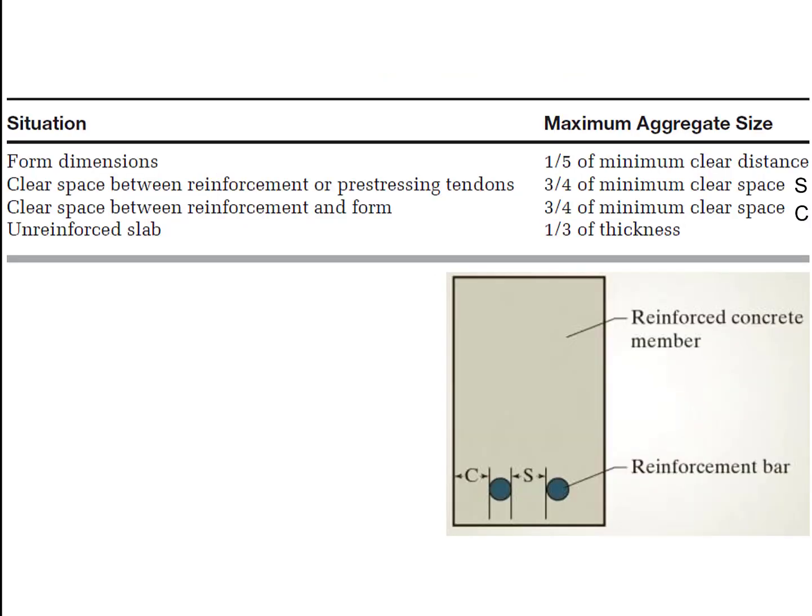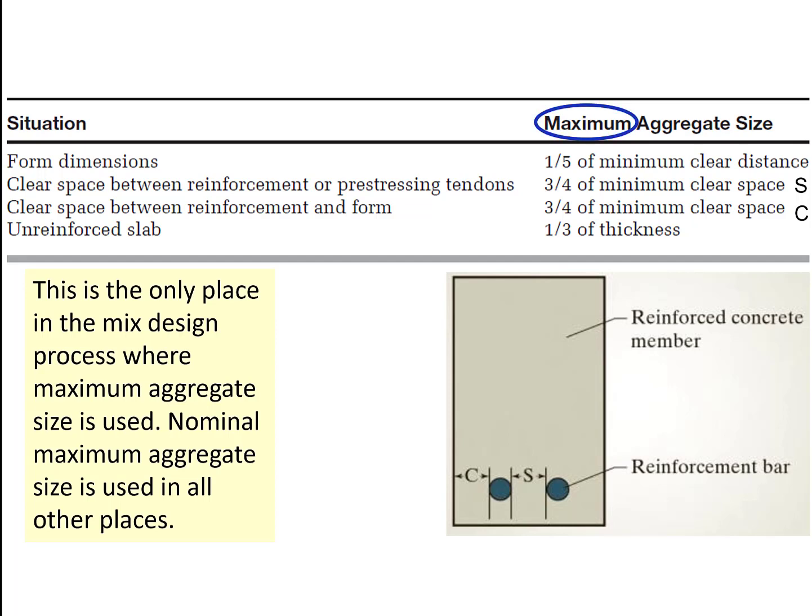Let's see how to calculate the maximum aggregate size you're going to use for the project. Based on this table, you can see maximum aggregate size is limited by the dimensions of the structure. Maximum aggregate size should not be more than 1/5 of the minimum form dimension, and it should not be more than 3/4 of the minimum clear space between reinforcement or pre-stressing tendons, which is denoted as S in this figure. And it should not exceed 3/4 of the minimum clear space between reinforcement and form, which is denoted as C in this figure. And it should not be more than 1/3 of the thickness of an unreinforced slab.